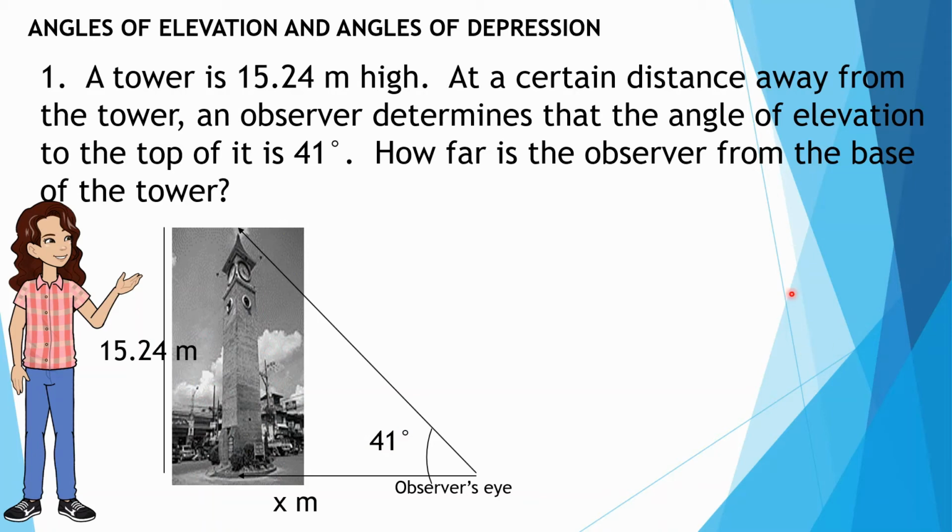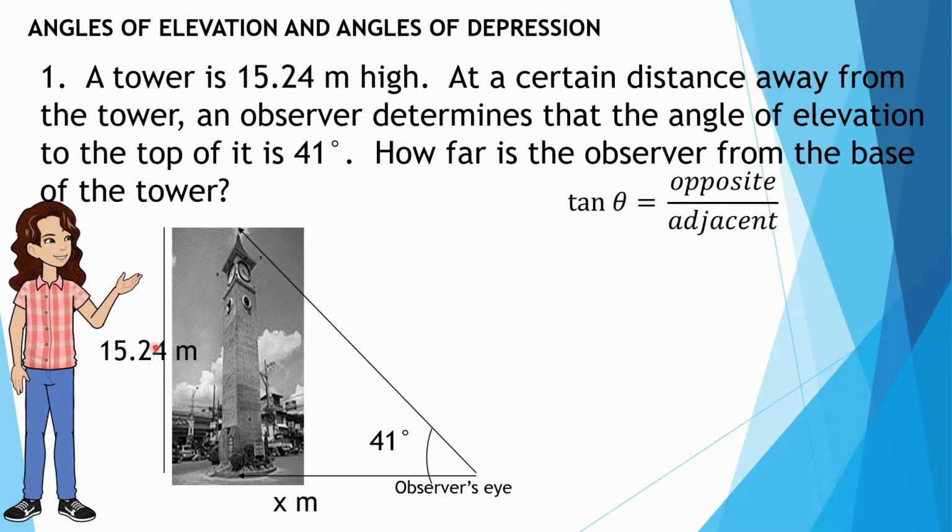We are now using the trigonometric ratios. We have to use either sine, cosine, or tangent. What will be the best to solve this? If we're going to use sine, it is opposite over the hypotenuse, but we don't have the hypotenuse, so disregard the sine. How about the cosine? Cosine is the adjacent over the hypotenuse. There's no hypotenuse again, so disregard the cosine. How about the tangent? Tangent is opposite over the adjacent.